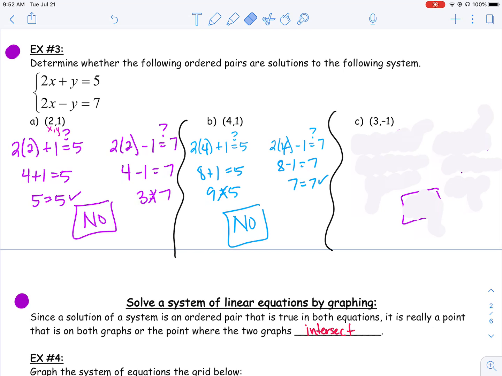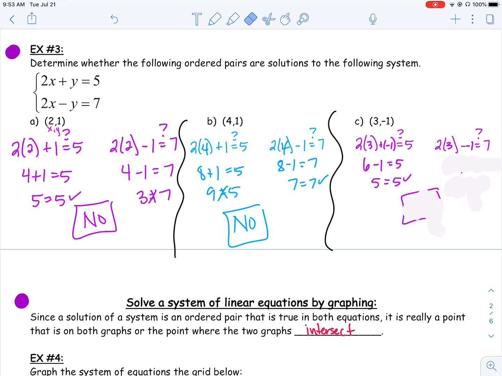Try C. Pause the video, plug in 3 for x, negative 1 for y, and see if it works this time. All right, I plugged in 3 for x and negative 1 for y. Now be careful with that double negative. For the first equation, I have 2 times 3, which is 6, and then 6 plus negative 1, or I can say 6 minus 1. I know that 6 minus 1 is 5, and 5 does equal 5, so the left side equals the right side, so it works for the first equation.